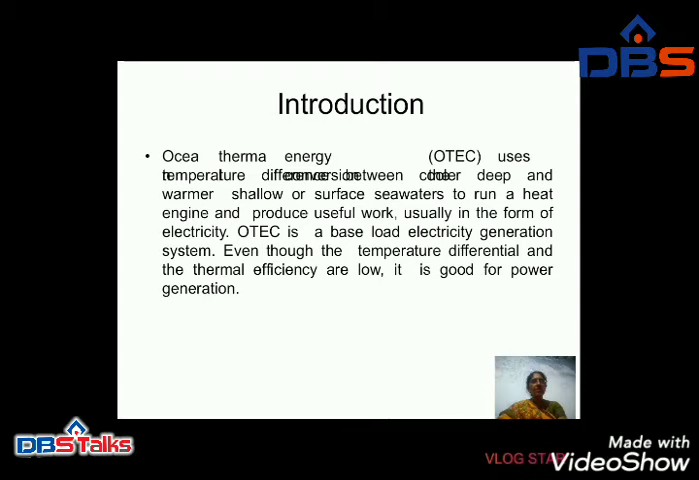The OTEC process uses the temperature difference between cold deep water, approximately 5 degrees centigrade, and warm surface water, approximately 27 degrees centigrade, to power a turbine to generate electricity. That means the temperature difference between the warm water and the cold water produces power for the turbine, and it generates electricity.